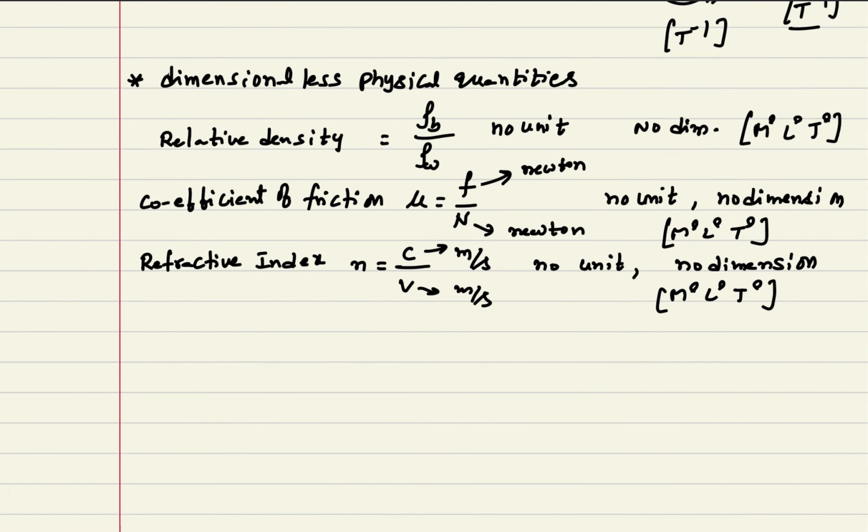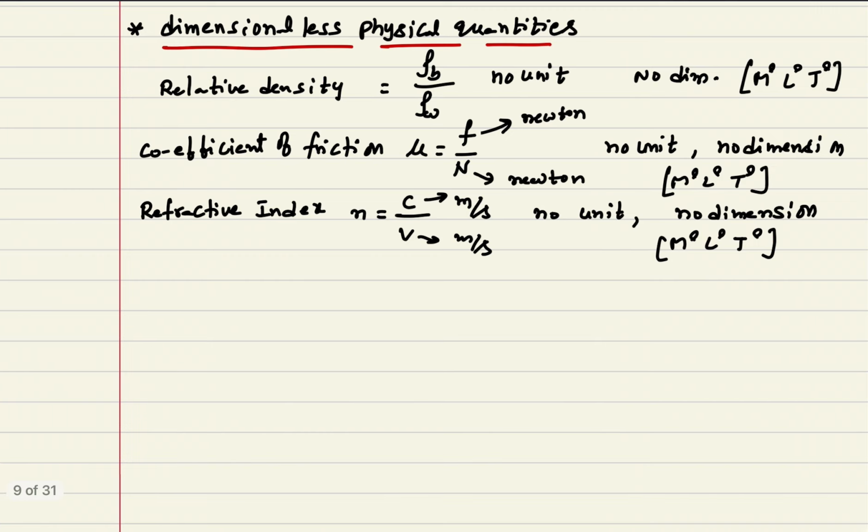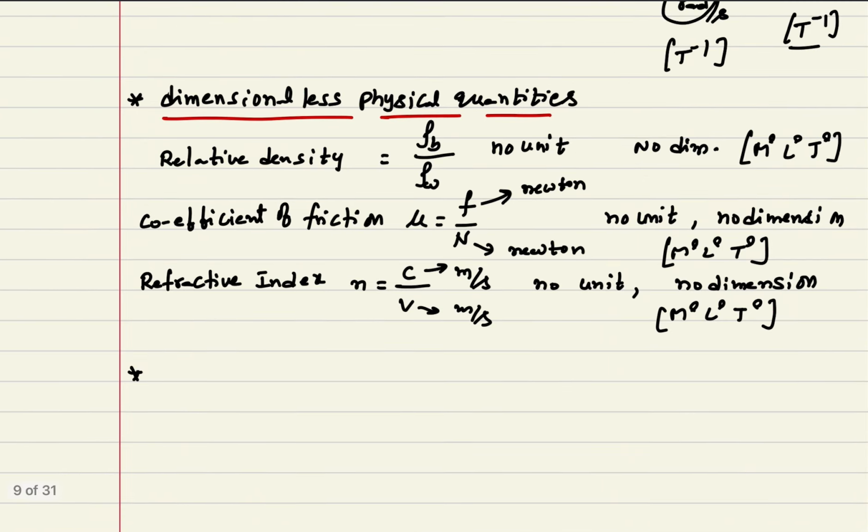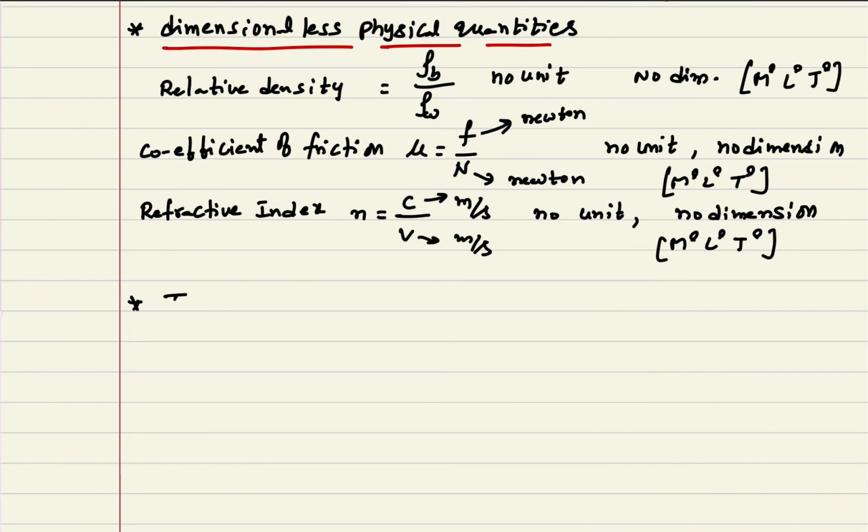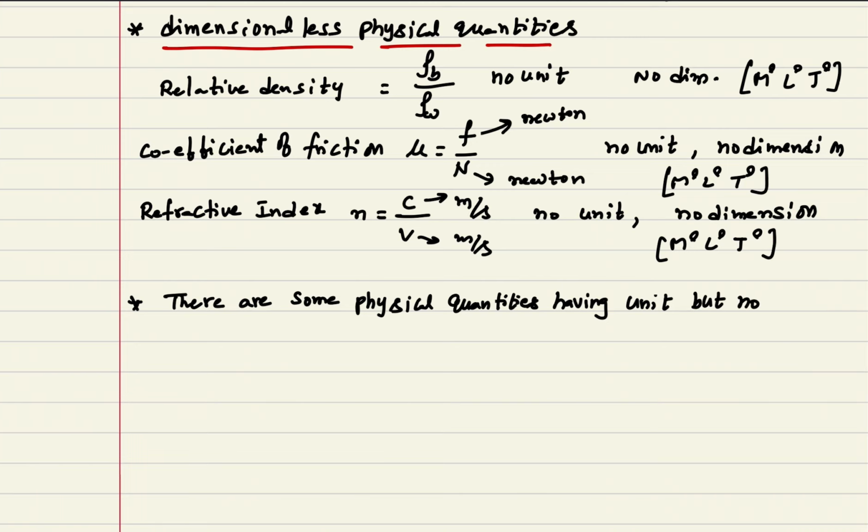These are some of the physical quantities which do not have dimension. Okay, I have written only a few things. Remaining, whenever we are doing any questions now, we can check like this. Okay. Next, there are some physical quantities having unit but no dimension.